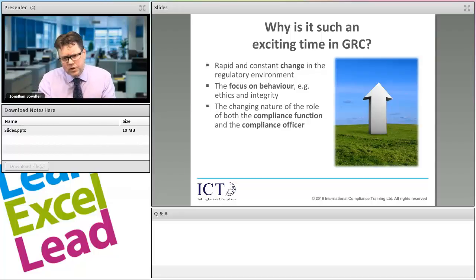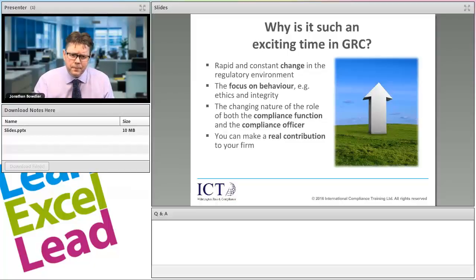So the role of the compliance officer, and therefore the skills needed to be an effective compliance professional, are also constantly evolving and changing. And hence this focus at the moment on behaviour, and that, for example, opens up the whole area of how good are your communication and influencing skills, because they are key for a compliance professional.